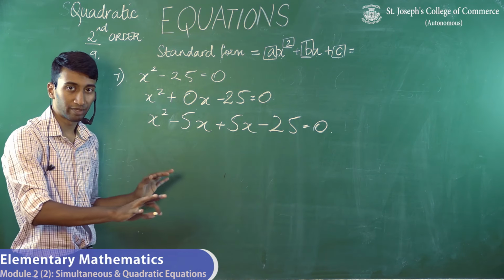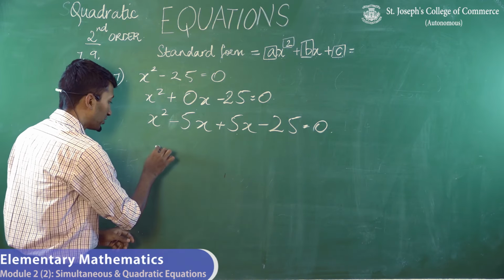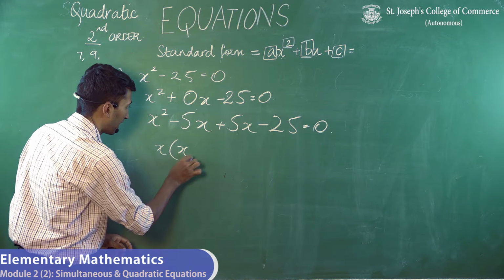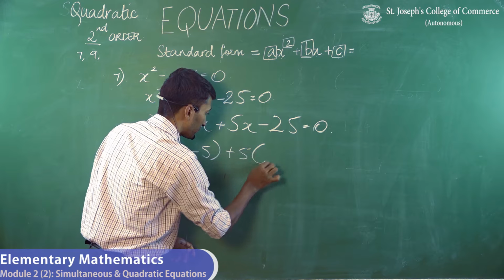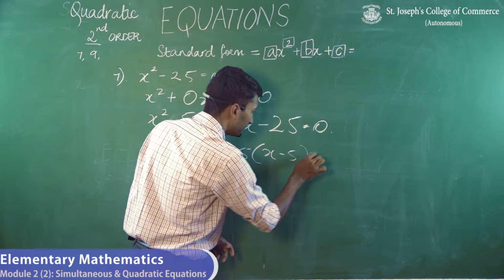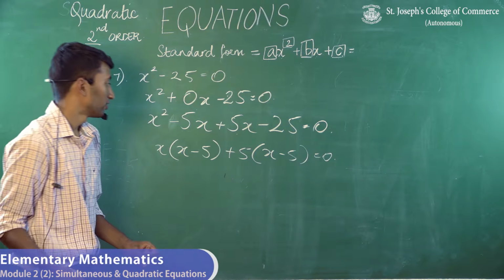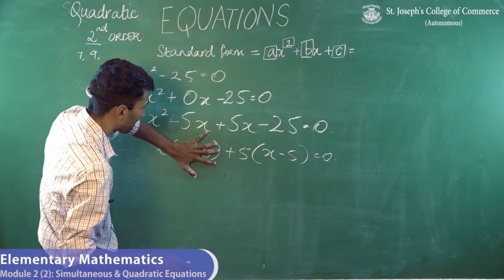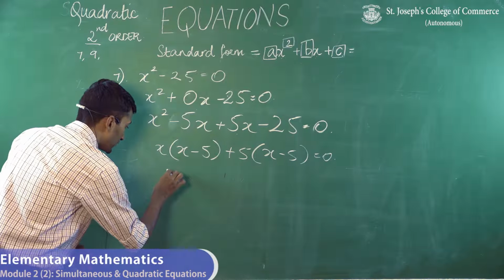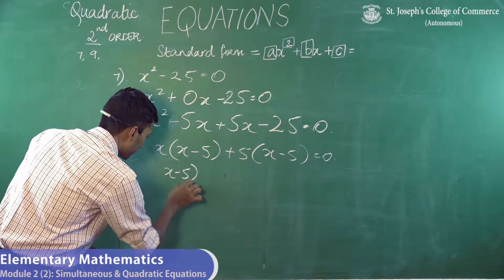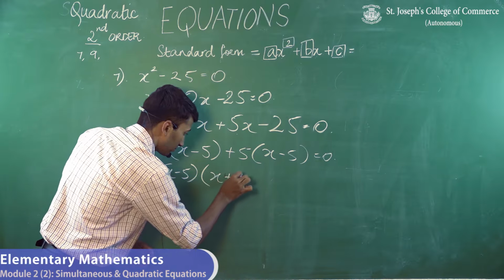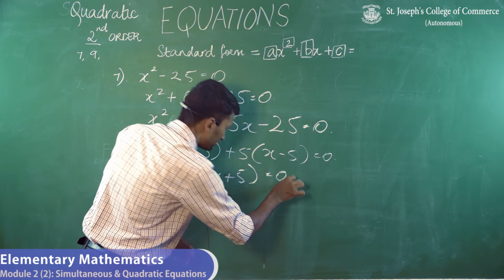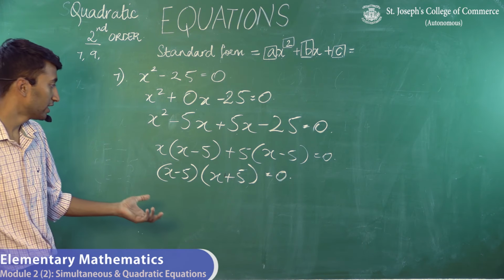So everything is perfectly set. So what we do now is take the common factors out: x minus 5 plus 5, x minus 5 is equal to 0. So we take x minus 5 common out. If we take x minus 5 common, it will be x plus 5 is equal to 0. So from here, we can solve it.